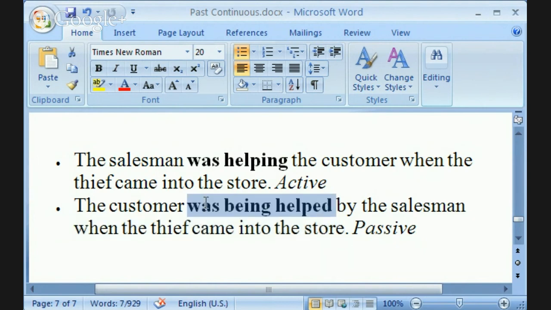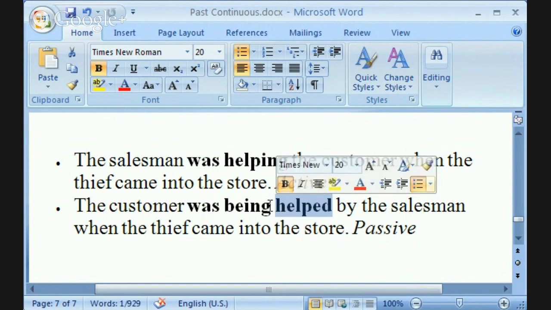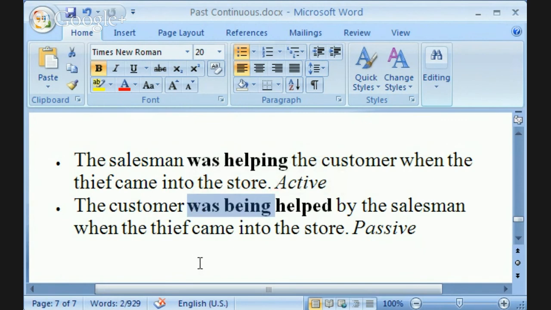Okay, notice the construction of the passive past continuous. As always, all passives, all of them, doesn't even matter, past, present, future, perfect, simple, continuous, all passives use the past participle of the verb. So here it's helped, of the main verb. The verb tense is shown by looking at the participle and the verb to be. You use the verb to be here.